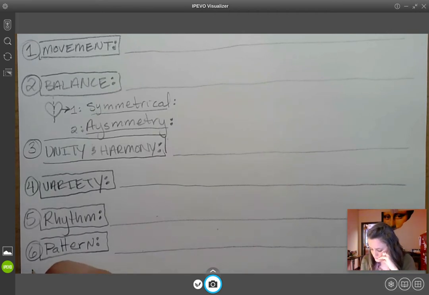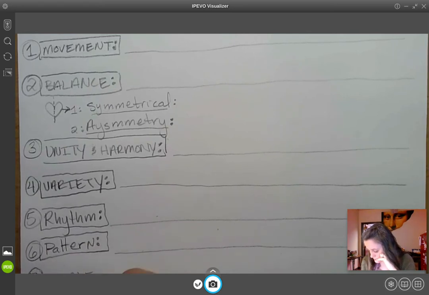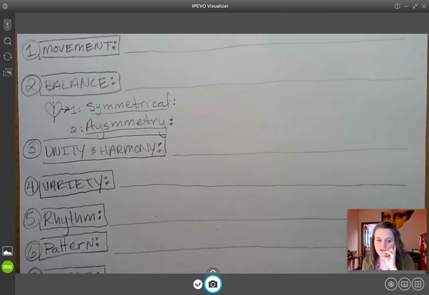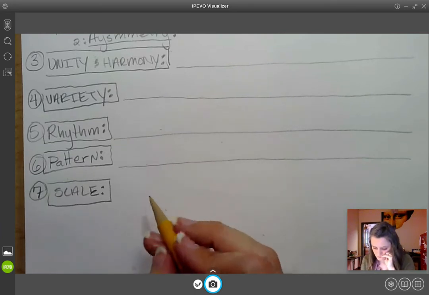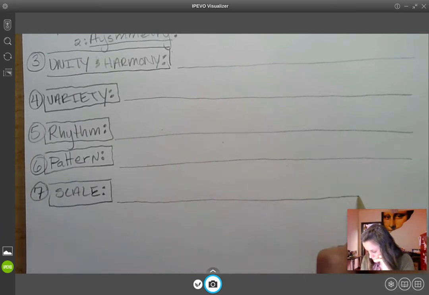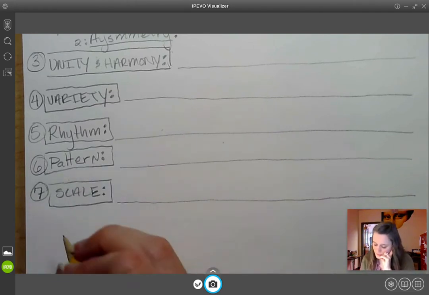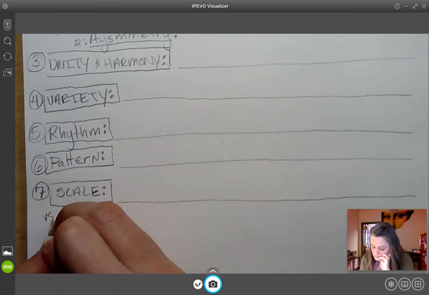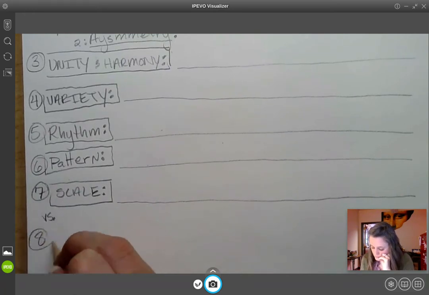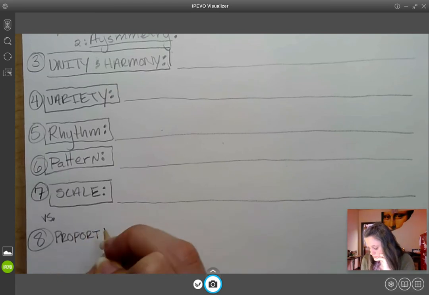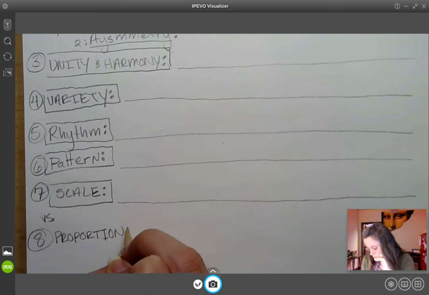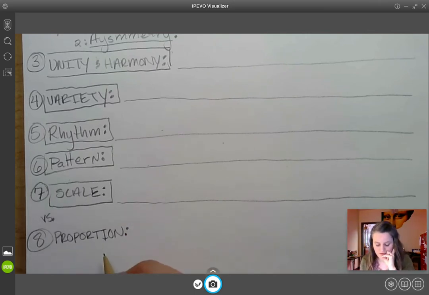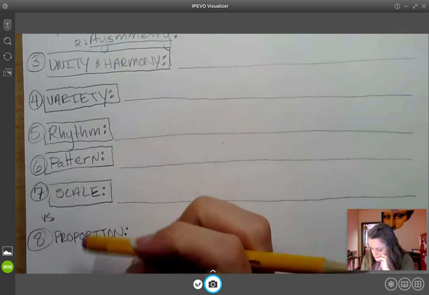Then we get scale. Which is very similar to proportion, but still a little different. And why I'm choosing to call them 2 separate art principles. And proportion is definitely something we've already talked about a whole lot.